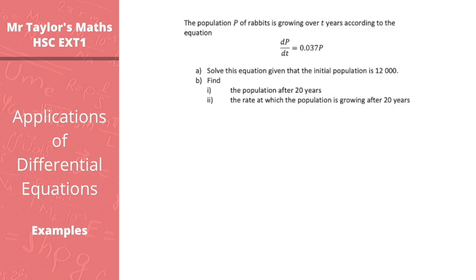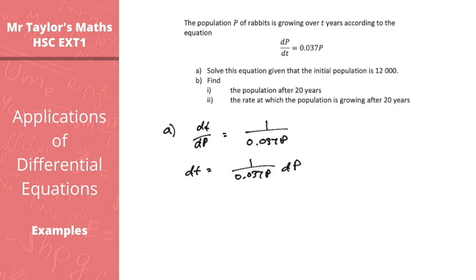So we had the population of rabbits growing over 2 years according to the equation. We have dP/dt, the change in population with respect to the change in time, and that is in terms of population. So we're going to use what we've learned with differential equations to solve this one, very similar to the kinematics example that we just did. So I can find dt/dP, that'll be 1 over 0.037P. And then dt is 1 over 0.037P dP. Now I have dt on one side in terms of t, and I have dP on the other side with all my P's.